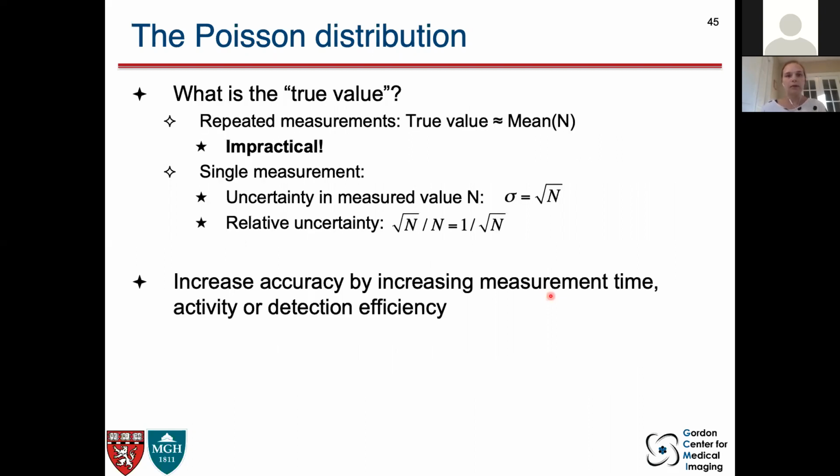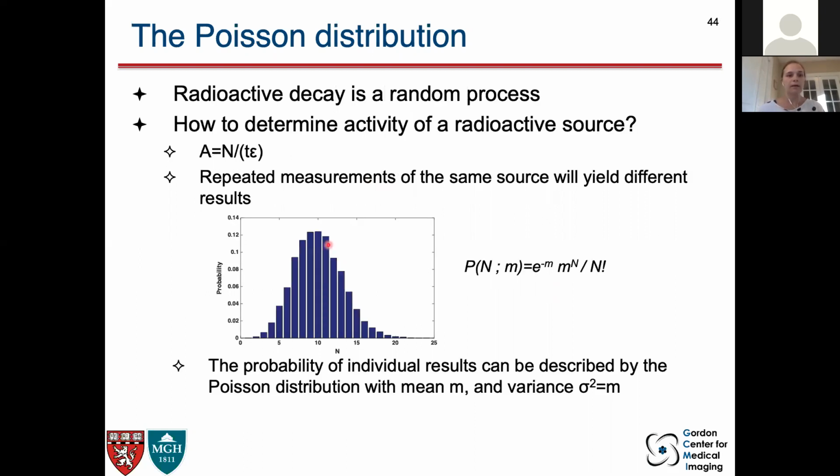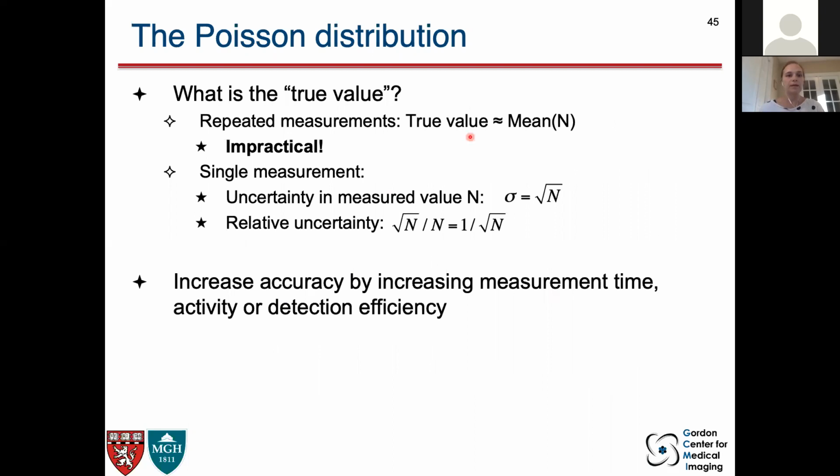So if this is the case, how do we know what the true value of n is? How do we obtain that? We can either perform the measurements multiple times, as we did here, and then determine the mean value, and that mean value would be the best estimate of the true value. This is, however, quite impractical because it's very time consuming to do the measurements multiple times. A second approach is to do just a single measurement and then associate an uncertainty with the value that you measure. Based on the characteristics of the Poisson distribution, the uncertainty in the measured value n will be given by sigma equals square root of n.